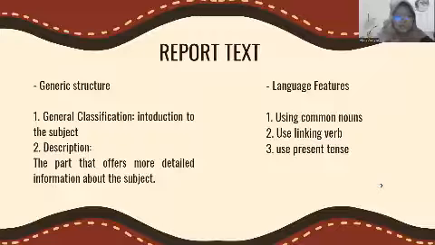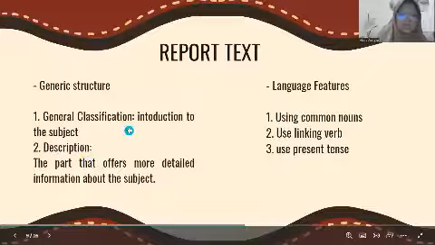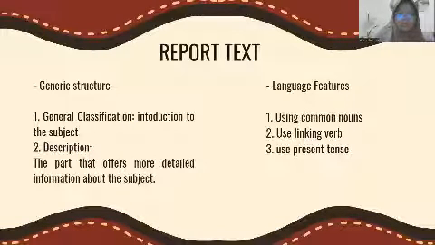And next, I will explain to you about report text. So report text is a text that tells information about something with factual information and with more generic content. So here is the general structure. The first is general classification. It will introduce us to the subject, but just a little bit. And the second is description. This part offers more detailed information about the subject, so it will explain more than the one in the general classification.